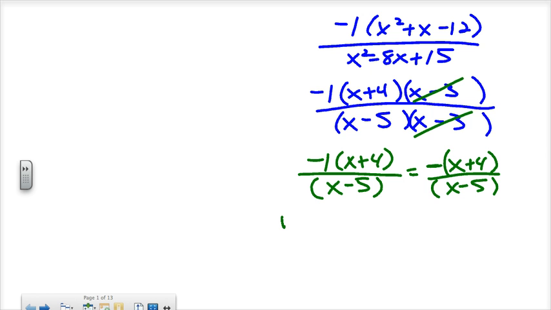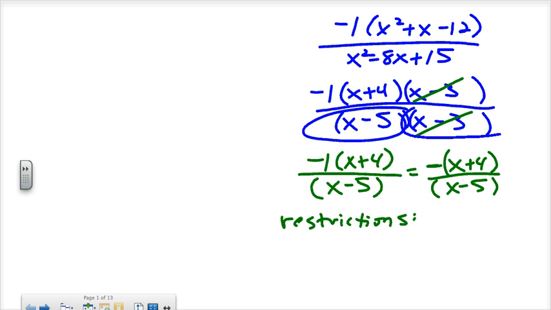And then restrictions. So you want to go back to the factored form of your denominator, which would be right here, and you realize that you can't use 5 and you can't use 3. And the reason we can't use those two numbers is because they will make us divide by 0, which in mathematics is undefined. So x will not equal 5, and x will not equal 3.